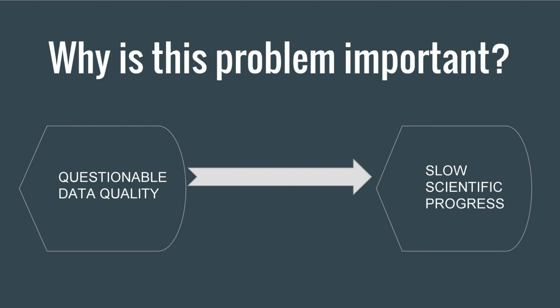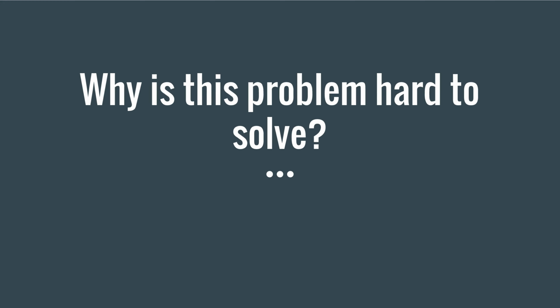So what is the importance of this problem? In spite of recent successes in citizen science, the scientific community remains skeptical about the data quality of the datasets. Therefore, scientific progress has slowed down. So why is this problem difficult to crack?